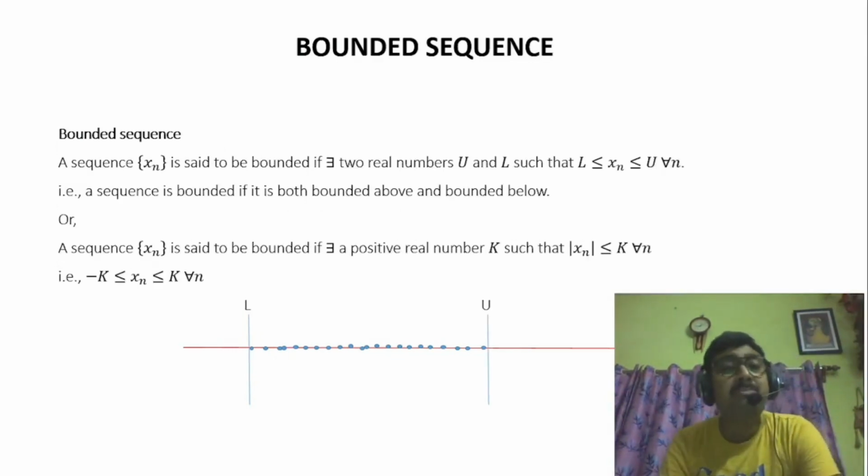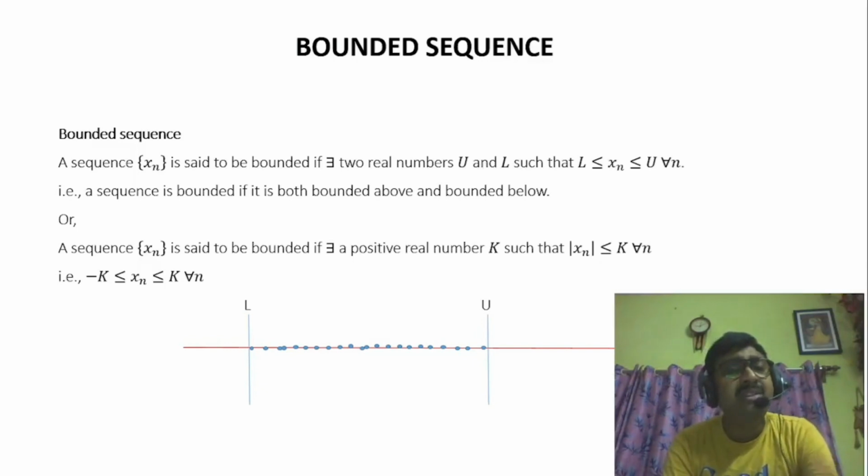Now come to bounded sequence. What is a bounded sequence? A bounded sequence means it is bounded from either side, that is, it is both bounded above as well as bounded below. So in the case of a bounded sequence, we must have two real numbers L and U, such that L is less than or equal to xn is less than or equal to U for all n. Clear? That means we have a wall on either side.